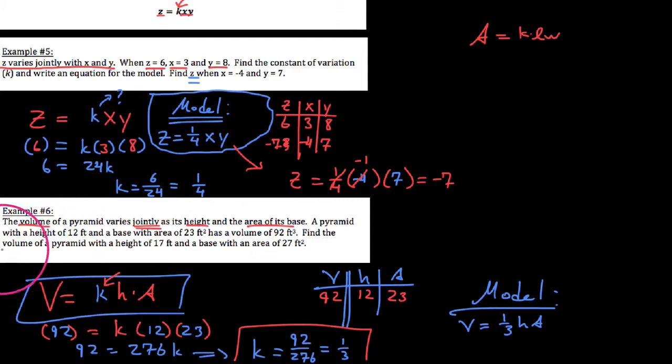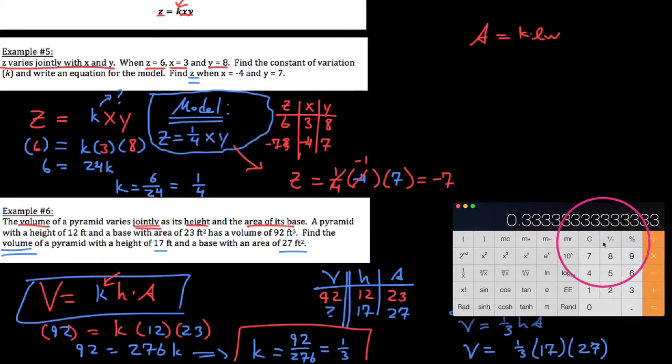Now it says find the volume. We don't know the volume, but the height is 17 feet and the area is 27 square feet. Then the volume is one third times our height, 17, times our area, 27 square feet. So we say 17 times 27, and if we take that times a third, that's really going to divide this by 3.